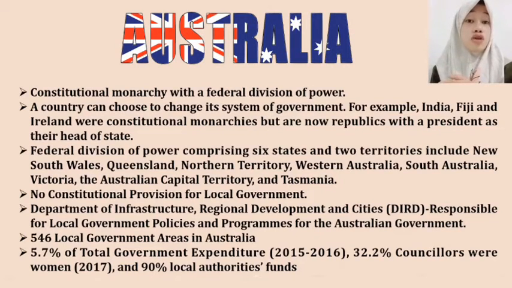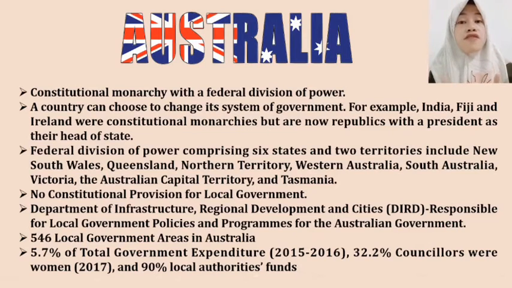Australia is a constitutional monarchy with a federal division of power comprising 6 states and 2 territories. Local government is under the jurisdiction of each state and territory government. There is no constitutional provision for local government. The Department of Infrastructure, Regional Development and Cities is responsible for local government policies and programs for the Australian government.